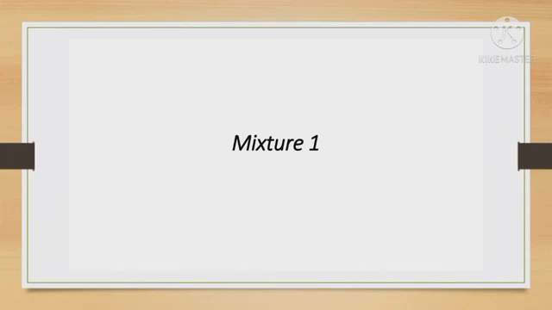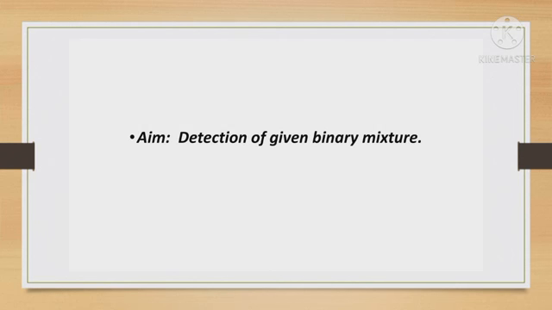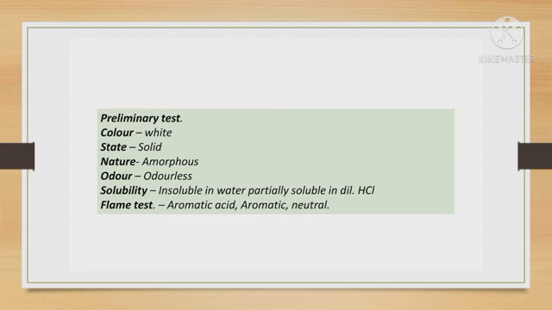Hello students, last time we discussed the powder and now we are discussing the mixture. A mixture is nothing but the combination of two or more chemical components. Aim: detection of given binary mixture. Preliminary test: color white, state solid, nature amorphous, odorless, solubility insoluble in water, partially soluble in dilute HCl. Flame test: aromatic acid, aromatic neutral.